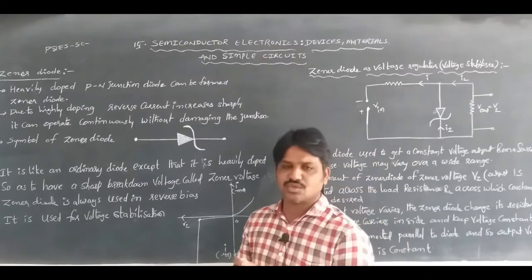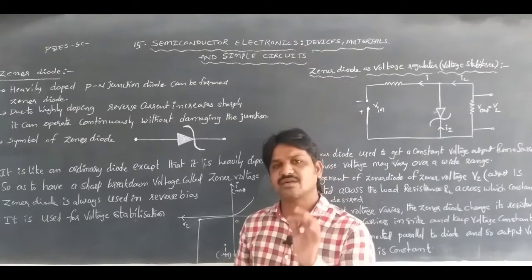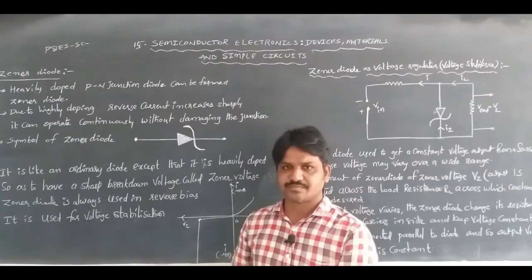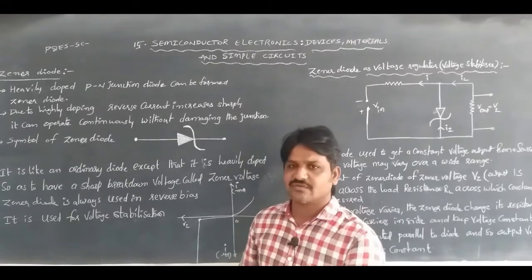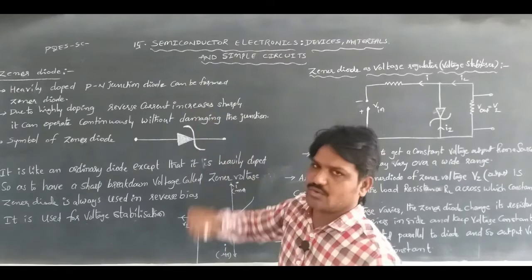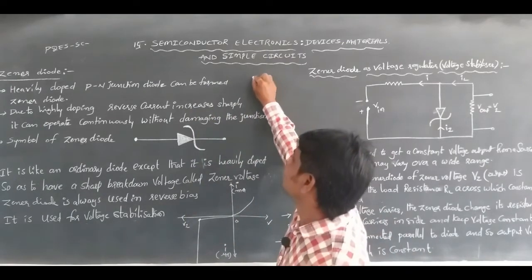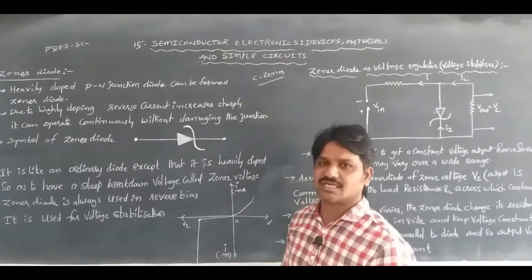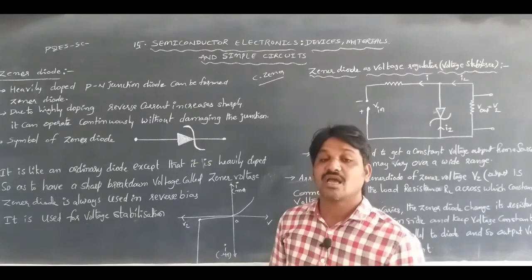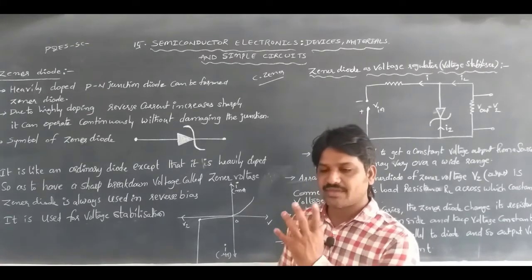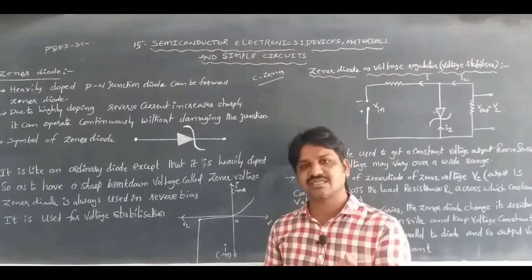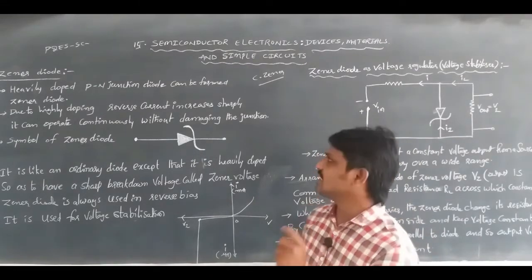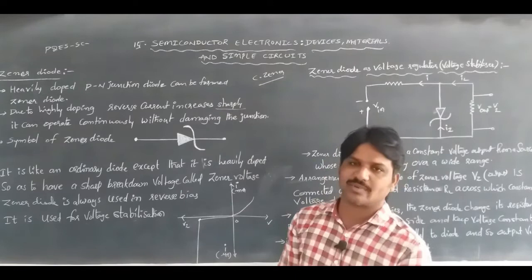To avoid that breakdown and keep the voltage constant, we need a Zener diode. A scientist named Zener invented this diode. He did the experiment using a PN junction diode that is heavily doped on both sides, the P side and the N side, by impurities. The reverse current increases sharply.